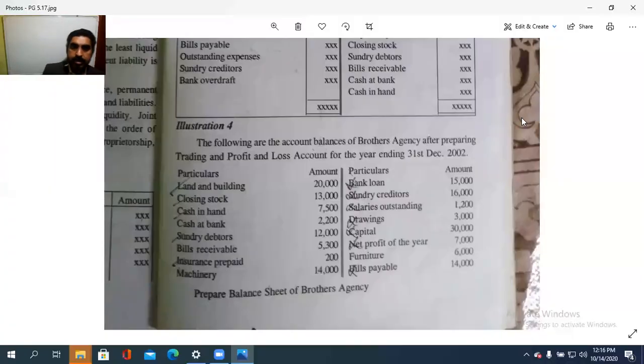So, see, the following are the account balances of Brothers Agency after preparing trading and profit and loss report for the year ended 31st December 2002. Particulars: land and building, closing stock, cash in hand, cash at bank, sundry debtors, bills receivable, insurance prepaid, machinery, bank loan, sundry creditors, salaries outstanding, drawings, capital, net profit for the year, furniture, bills payable. Prepare balance sheet of Brothers Agency. So this is the balance sheet. Liabilities, amount, assets, amount.